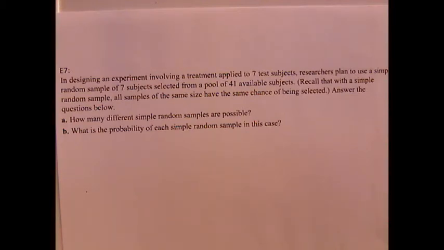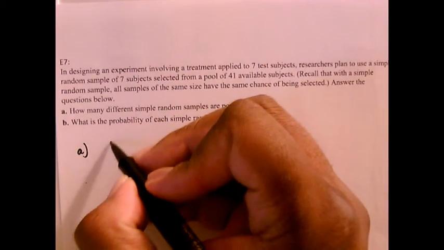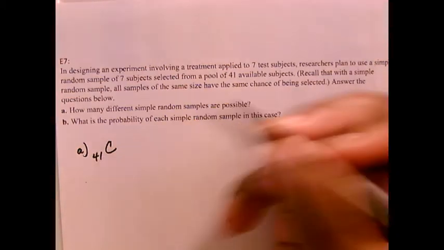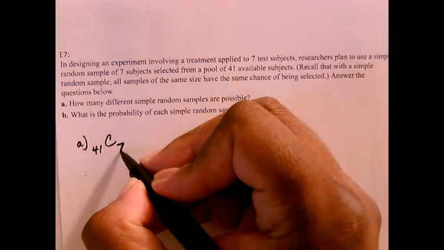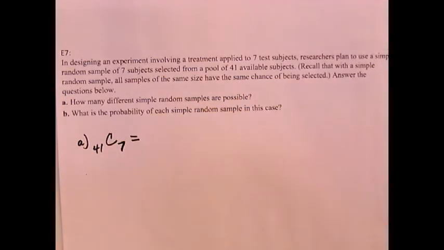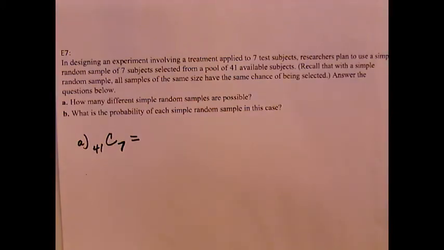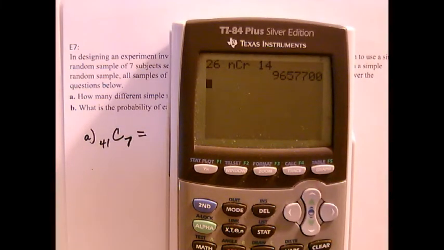And in part A, we want to find out how many different simple random samples are possible. Now here, the order is not going to be of importance, so we have to use the combinations rule. We have 41, and we're choosing 7. Now, instead of using that particular rule that I just showed you with the combinations rule, I'm going to go ahead and use the calculator.